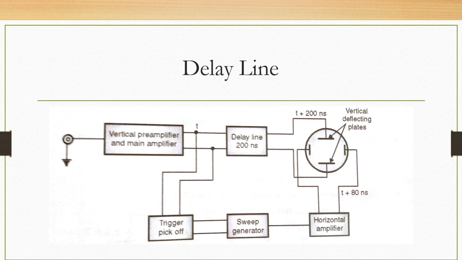So the time delay of 200 nanoseconds is added here, and at the horizontal deflection plate the time delay is about 80 nanoseconds. Thus the horizontal sweep starts prior to the vertical sweep. Because the horizontal path has an 80 nanosecond delay, and due to the delay line the vertical plates receive the signal at t plus 200 nanoseconds, the vertical signal is delayed.